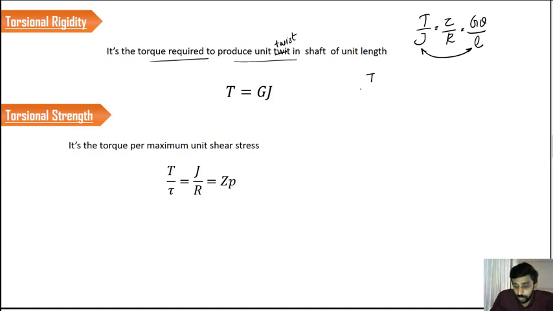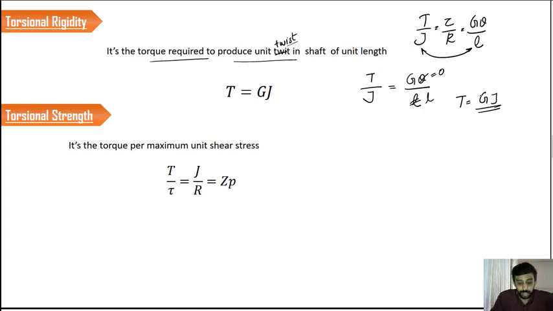So you can expect a question by comparing the first two terms, or the first and the last one, anything like that. So if you compare the first and last, it is nothing but T by J is equal to G theta by L. And what we discussed is that torsional rigidity is nothing but to produce a unit twist. That means theta is equal to 1 for a unit length L. So we can say that T is equal to GJ, where GJ is called the torsional rigidity of the shaft. As the name indicates, it is the resistance offered by the shaft against the deformation in the cross section.